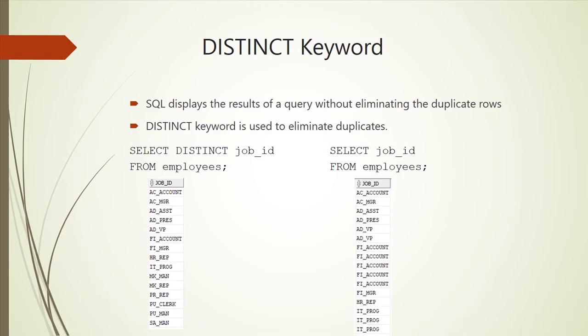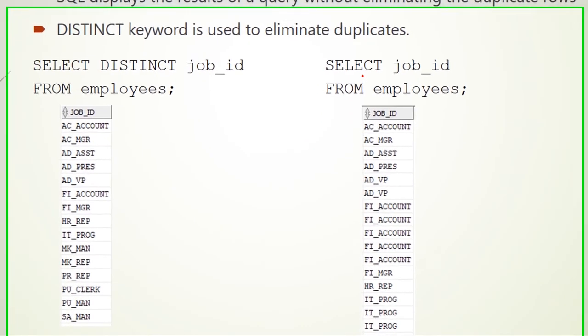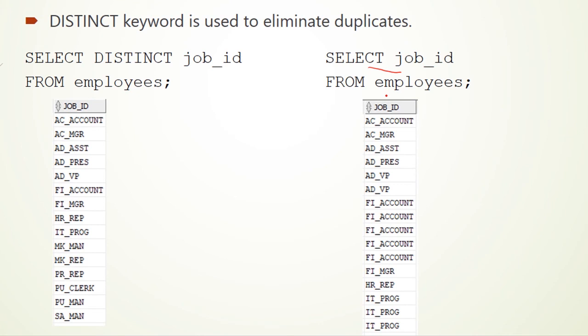The last thing in this lesson is the distinct keyword. A SQL statement displays the results of a query without eliminating the duplicate rows. The distinct keyword can be used to eliminate those duplicates. For example, here select job ID from employees table. This is a sample of output: AC account, AC MGR, AD assist, AD underscore press, AD VP. As we can see, there are duplicate values here and also here and so on.